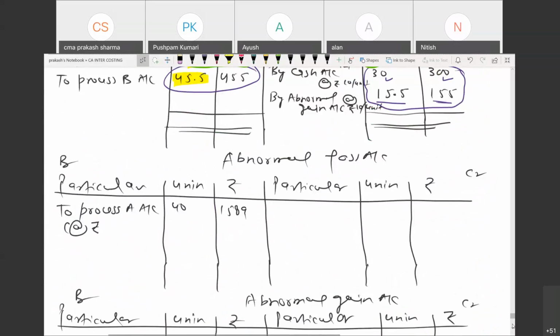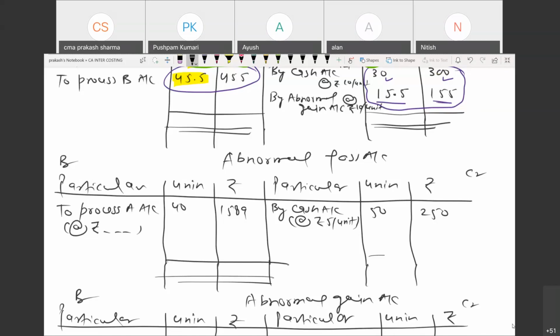Okay, sir. 1589. And whatever be its rate, please write this rate here also. Okay. These 40 units which were lost abnormally cost us rupees 1589, but these are also scrapped at the same rate at which normal units were scrapped. So 50 units will fetch us rupees 5 per unit. So we actually got rupees 250 for abnormal loss costing rupees 1589.